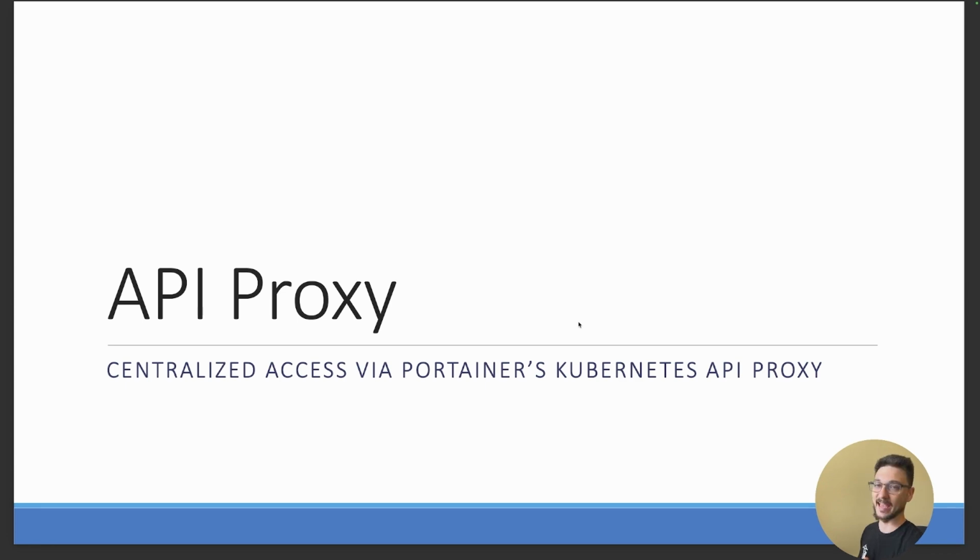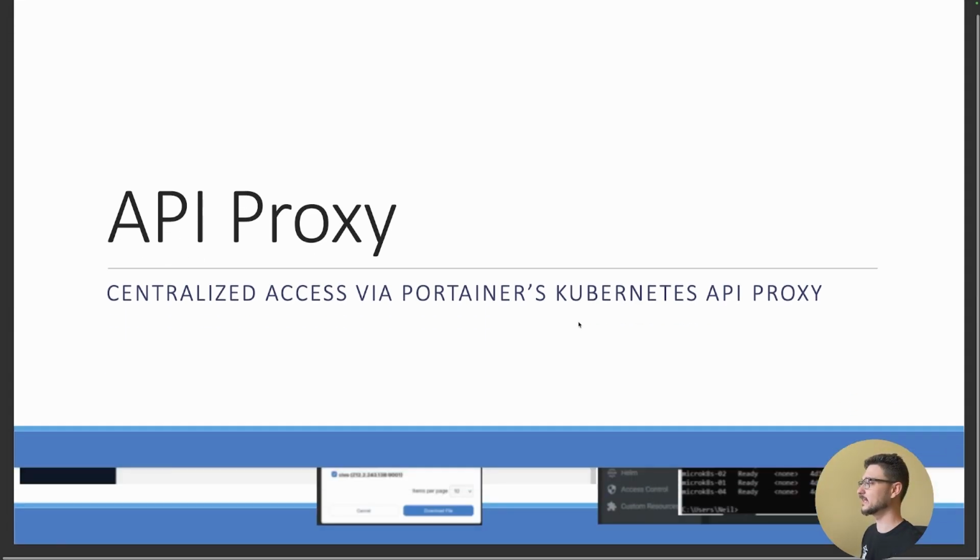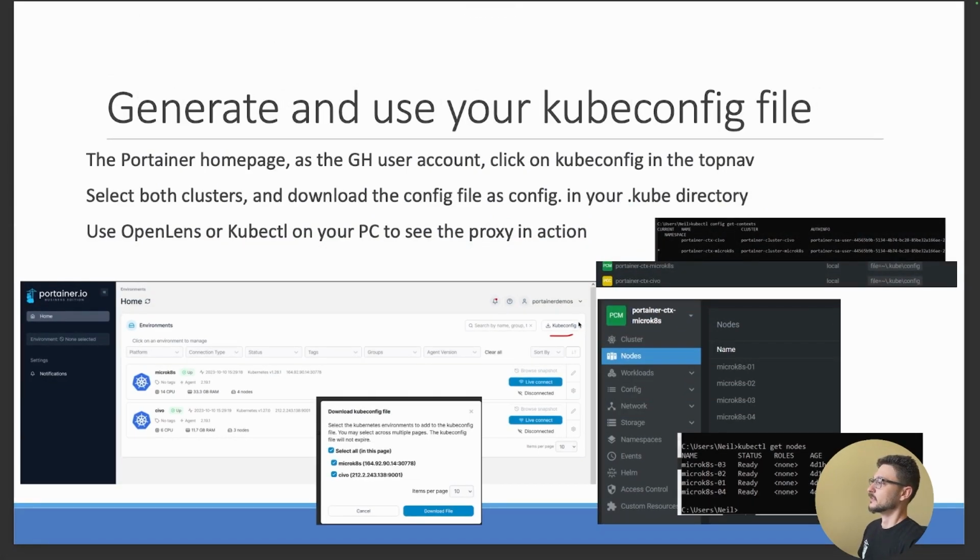So now we're on to API proxy. So let's see what we're going to do here. It's saying generate and use your kube config file. From the Portainer homepage, as the GitHub user account, click on kube config in the top navigation. Okay, so in the home is where we'll see that. Then we're going to select both clusters and download the config file. Okay, and then we're going to put this in our kube directory, right?